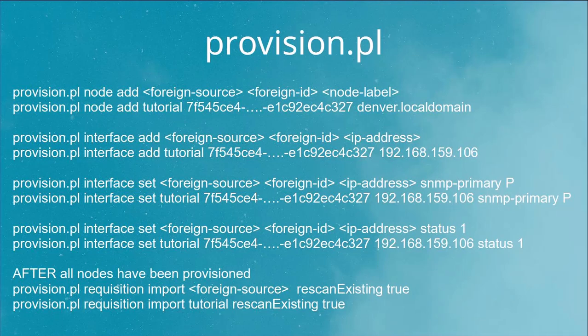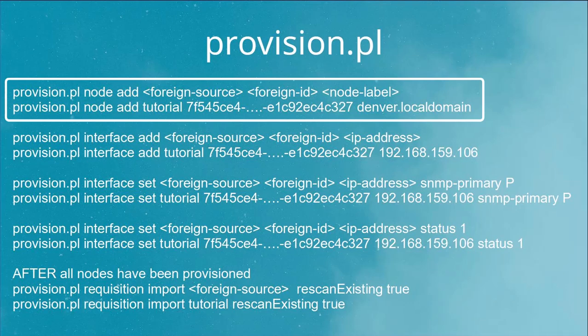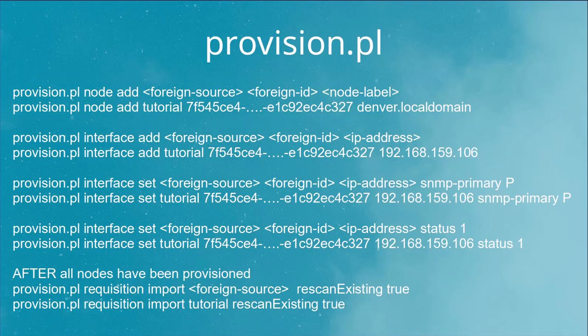There are 4 steps to provisioning a single node using provision.pl. 1. Provision the node. The syntax is node, add, foreign source, foreign ID, node label. A sample line might be node, add, tutorial, the requisition/foreign source, a foreign ID created by uuid-gen, and the FQDN, denver.local domain. The foreign source and foreign ID must remain constant on a per-node basis. Note that in these samples, the foreign ID, or UUID, has been abbreviated for space.